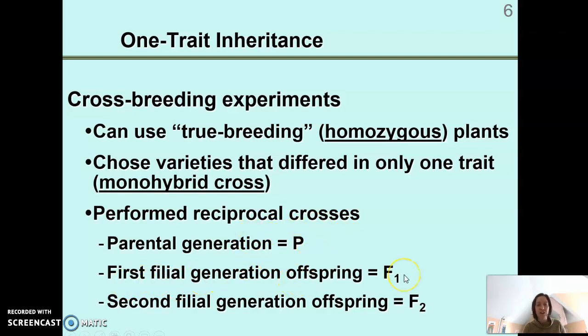The first filial generation, that's the offspring from the parent generation, that's abbreviated F1. And then the second filial generation is called F2, the F2 generation. By going from P to F2, doing multiple generations there, we're looking at 3 generations total, we can determine essentially if we have a parent generation that's homozygous or not. Sometimes it's a little difficult, but we can often tell from just those 3 generations what we have.